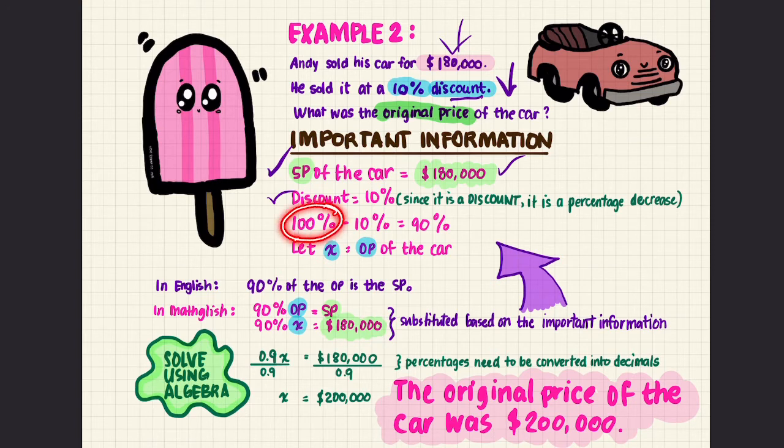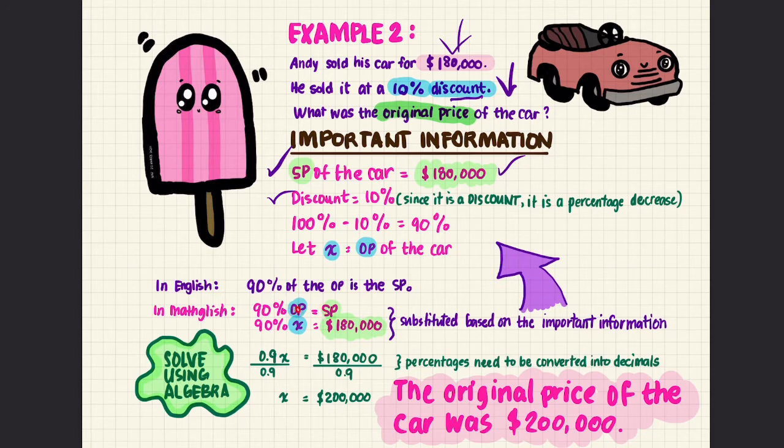100% is the original price minus the percentage decrease because it's a discount, okay? So that means the new percentage is 90%. Again, let X be the original price. So go back to percentage of a quantity. It's the same thing. So in English, we say 90% of the original price is the selling price. Translate to Mathglish: 90% of the original price, OP, equals the SP, selling price.